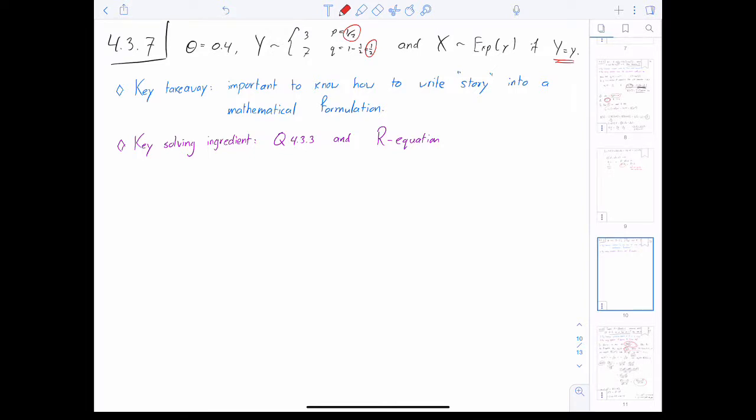Now the key takeaway of this exercise is that it's important to know how to write a story like this, with conditional random variables, into a mathematical formulation of these random variables. The key ingredient will be a previous question, 4.3.3, and the R equation, the equation for the adjustment coefficient. We are asked to determine R, this adjustment coefficient, and check what happens to theta if R equals 2.